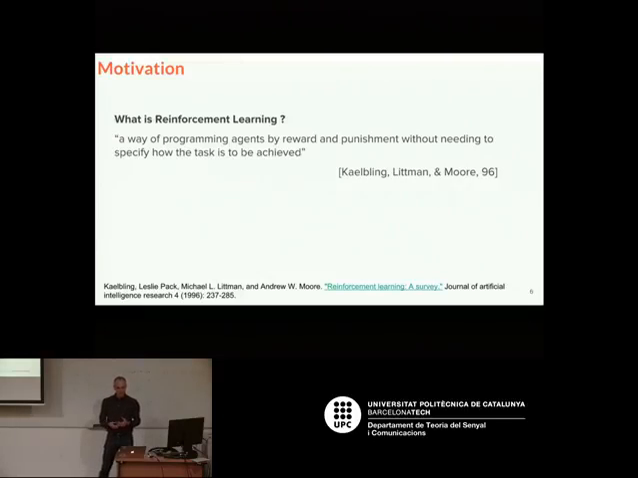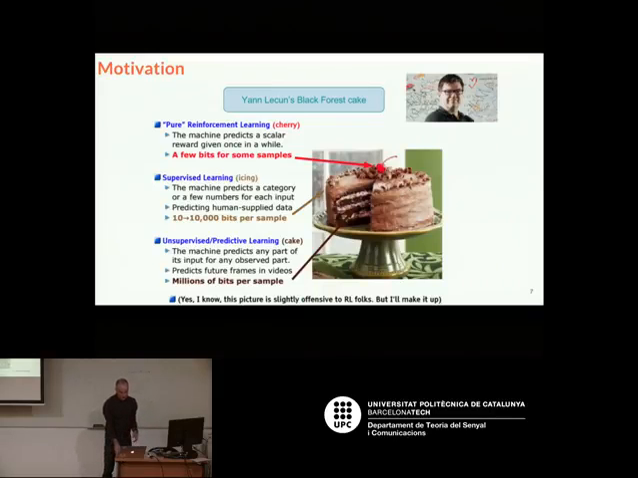So starting from the motivation, we can define reinforcement learning as a way of programming agents by reward and punishment without needing to specify how the task is to be achieved. This is a definition from these authors from '96. And just notice that there are some new keywords that we hadn't seen so far. It talks about reward, and it talks about punishment, and it talks about agents, and tasks. Maybe we had thought about that, but these are new terms that we hadn't seen yet on this course on deep learning. So the idea for today is that you get familiar with these topics and figure out how to integrate that with a deep learning framework.